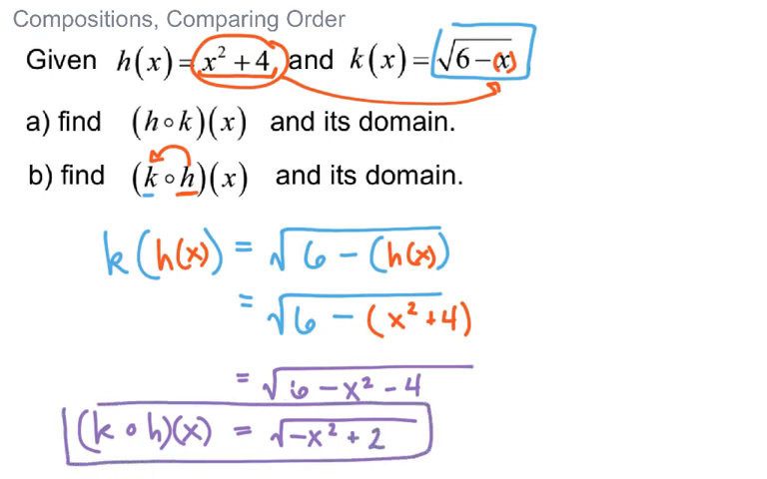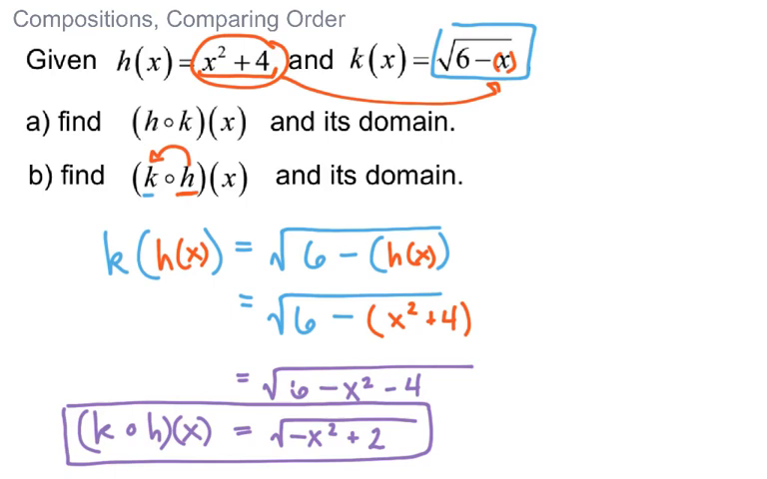So here is my composition in the other direction, which is clearly different. So what we can see here is that the order h of k versus k of h, the order matters. All right, let's look at the domain.